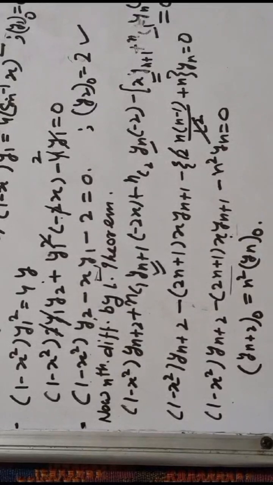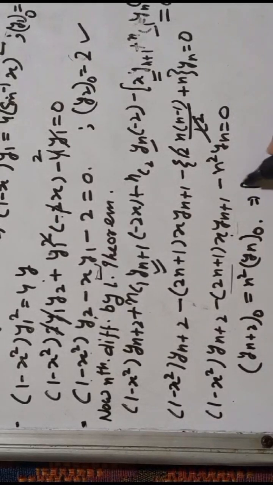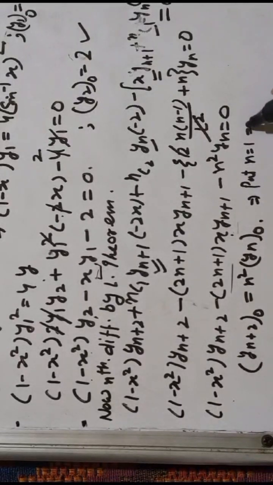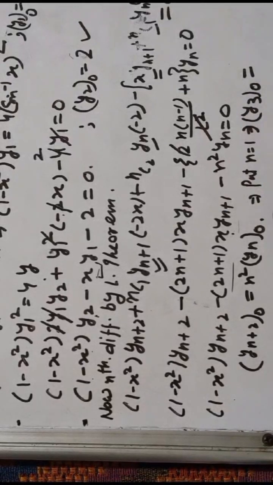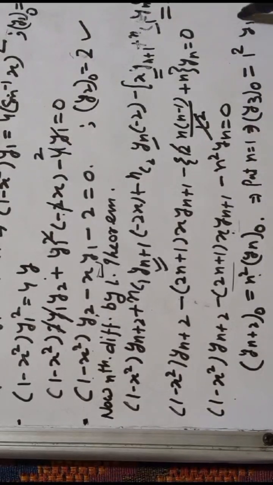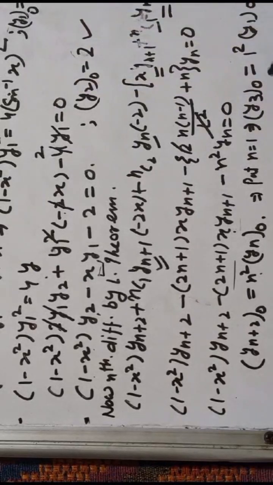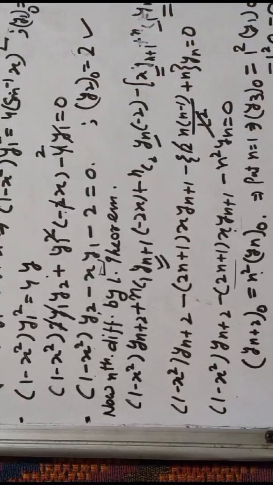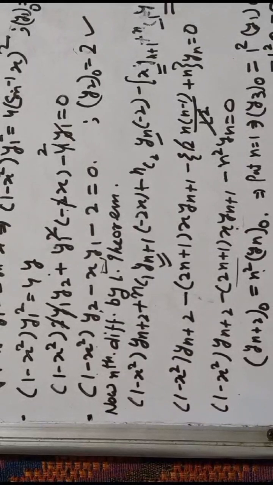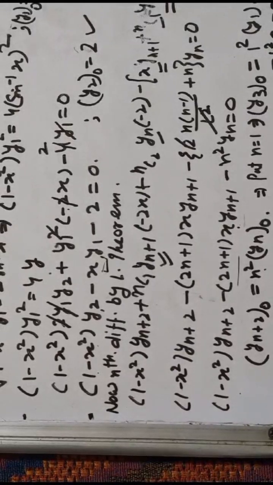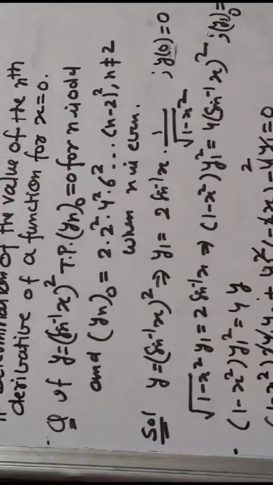Now we find the value of y3(0). Put n is equal to 1 in this expression, that is y3(0) is equal to 1 square and y1(0). y1(0) is equal to 0, that is 1 square dot 0 is equal to 0. Again we find the value of y4(0).